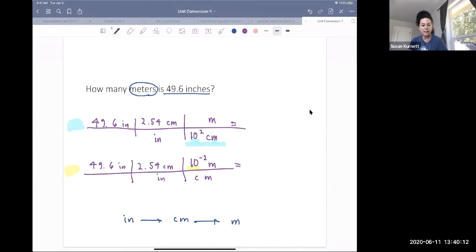Okay, so I want to have us put both of them in our calculator just to practice it. So, you know, there's different ways you can do this. For the one on top, I'm going to put in 49.6 times 2.54, divide, and then I want you to learn where your EE or your EXP key is. So I want you to put in 1 EE2 equals. And I got 1.25984. Inches cancel, centimeters cancel, we just get meters.